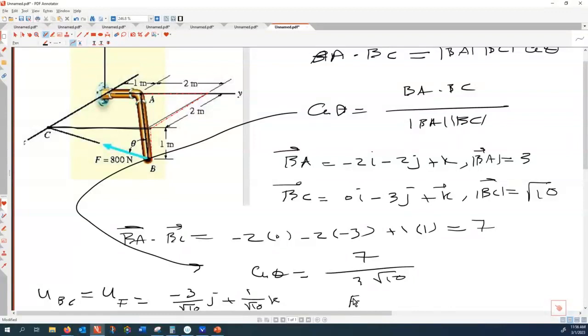So F as a vector is 3 times 800, that is 2400 over root 10 negative J, plus 800 over root 10 K. So that is what F is.